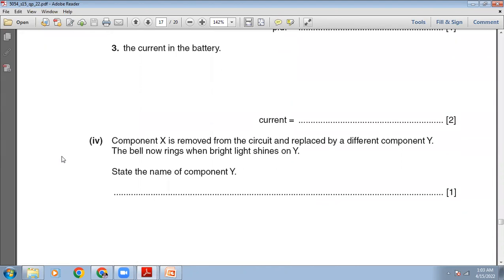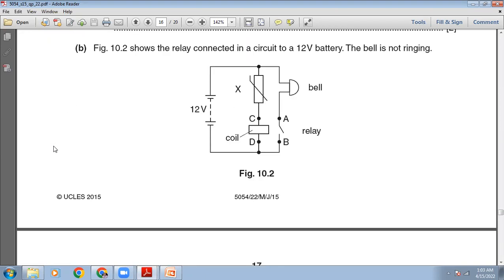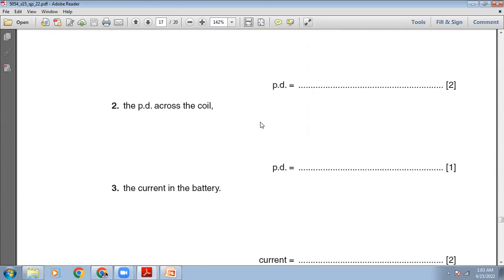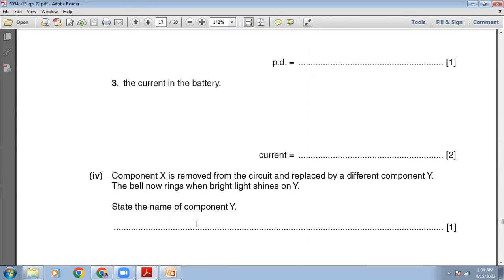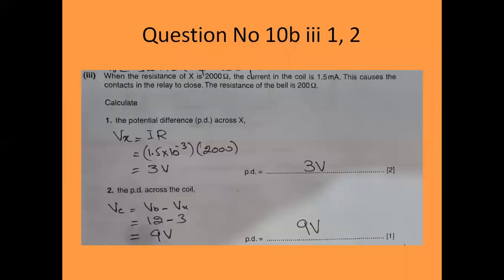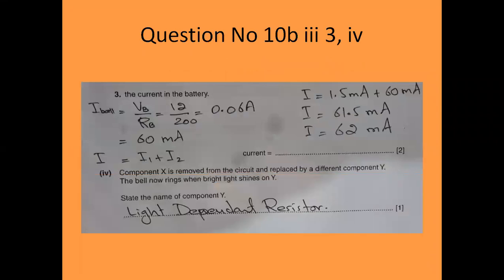Then the question is, find the current in the battery. If you know the current flowing through the other branch, and you know the current flowing through the first branch, we can find the total current. So I need to find out how much is the current flowing here. Here the voltage drop will be 12 volt, and if I know the current flowing from here, I can find the current in that branch. And then I will add up the current in both the branches.